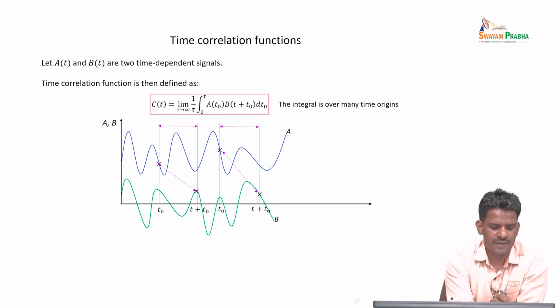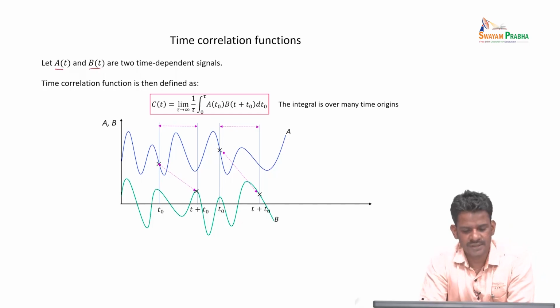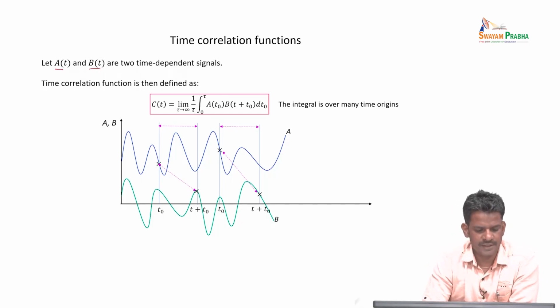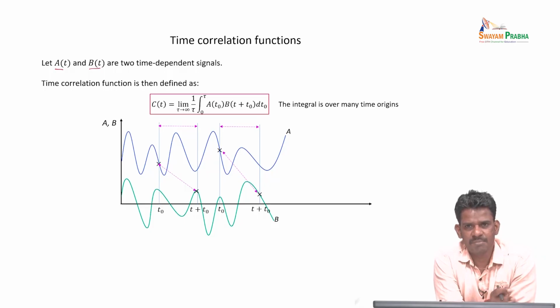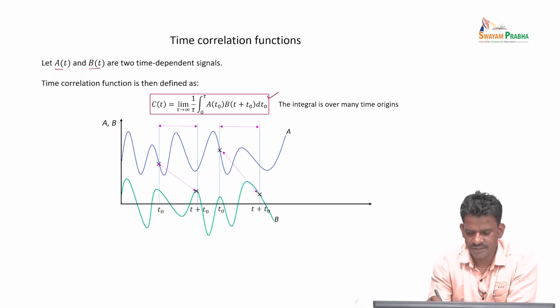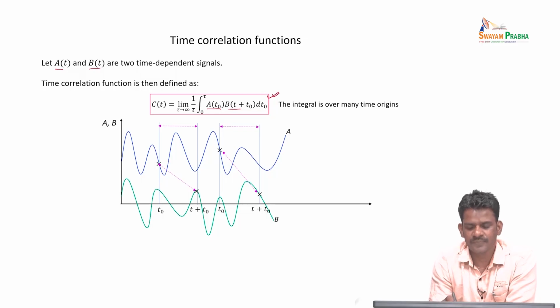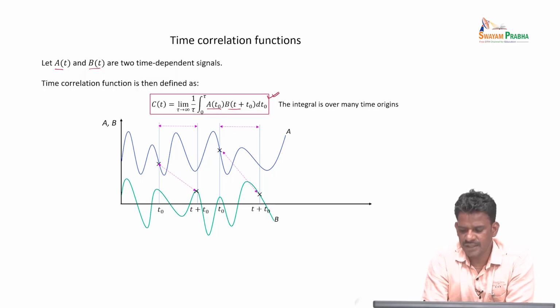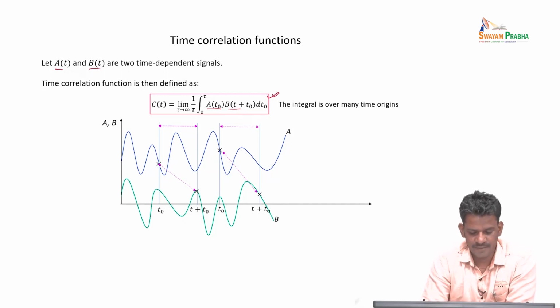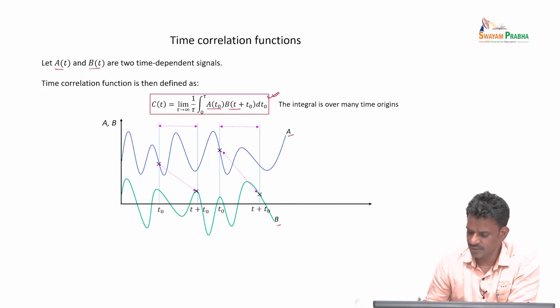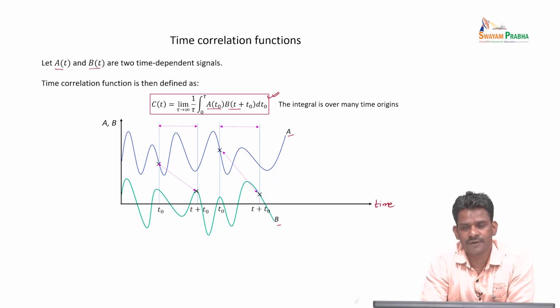For example, think of two functions A and B, which are time dependent signals, and the time correlation between these signals A and B is related by this equation, which is basically a product of the value of A and B separated by a time interval t, and then this is integrated over different initial time origins. The meaning of this equation can be explained using this particular plot, where signal A and signal B are plotted as a function of time for a small segment of time.